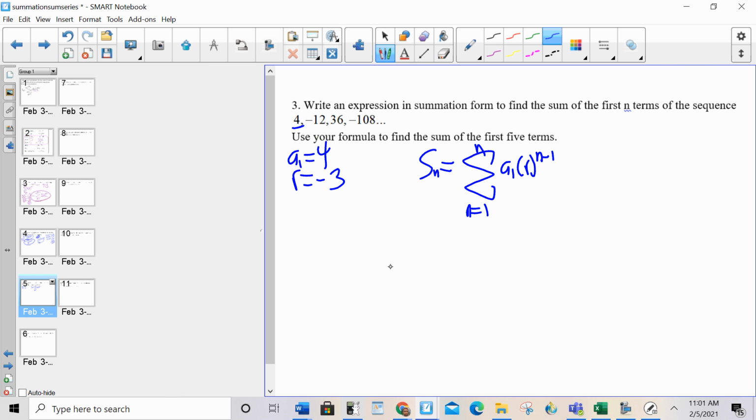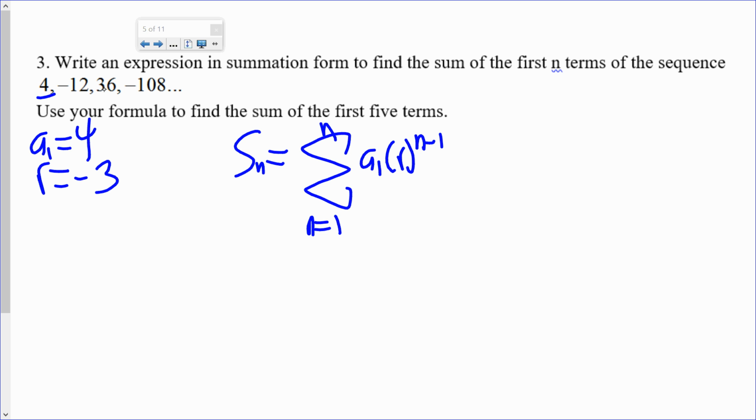So I want you to pause, complete this problem, write the formula, and then use that formula to find the first 5 terms, and then unpause. So again, try it on your own from here: pause, complete the problem, unpause.